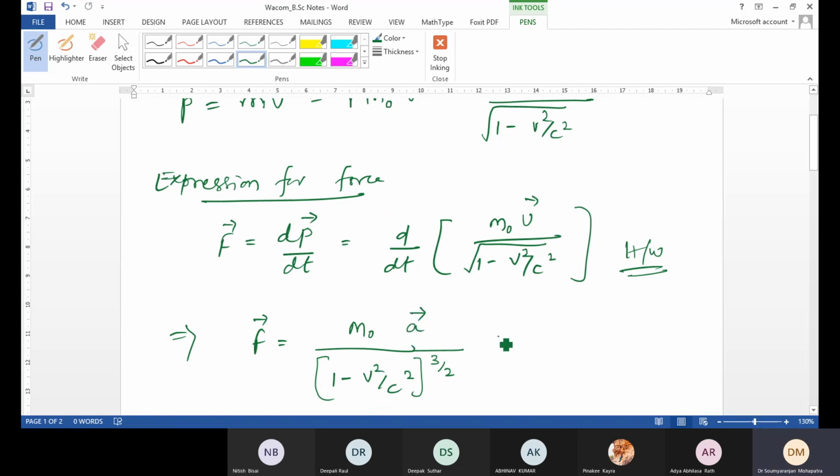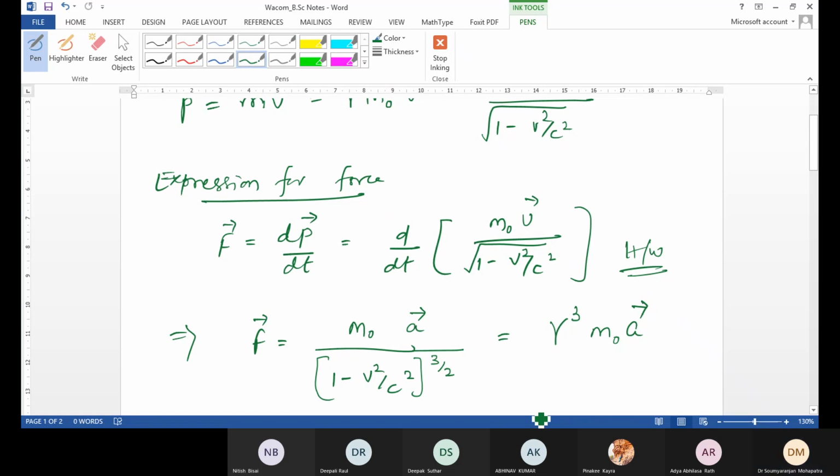So isn't it like ma? In place of m, you are getting this factor because of your derivative. It is not exactly the square root of 1 minus v square by c square, it is becoming 3 by 2. That will give you gamma cube m naught a. Why? Because gamma is 1 by root over, with power 1 by 2, and now it is 3, so 3 into 1 by 2 gives gamma cube m naught a.